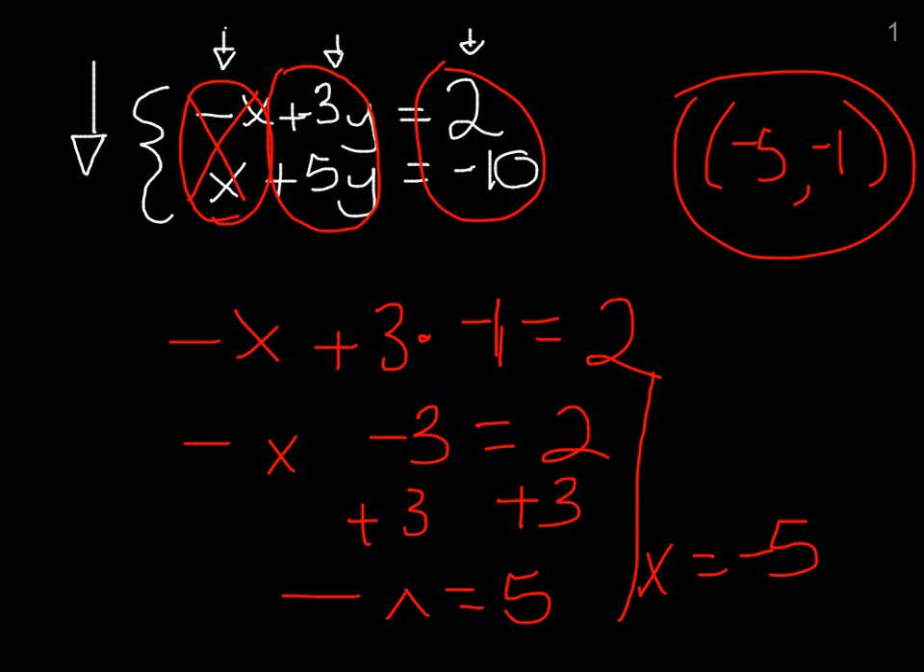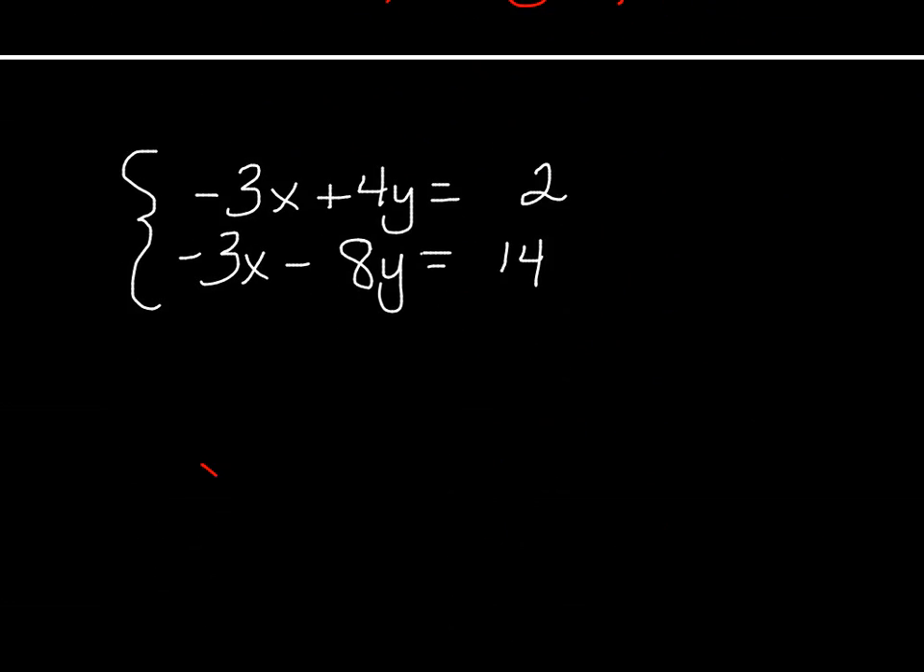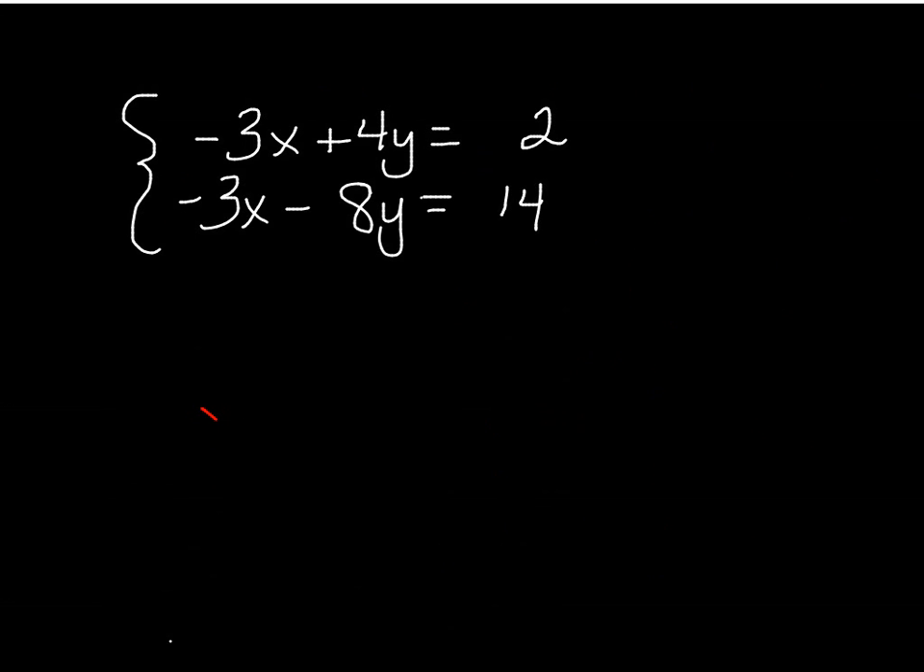Looking at the next example, this time if we look at our x's and our y's, we don't see anything that will eliminate, because negative 3x and negative 3x would make negative 6x. Those added together would make negative 4y, and then those don't matter.